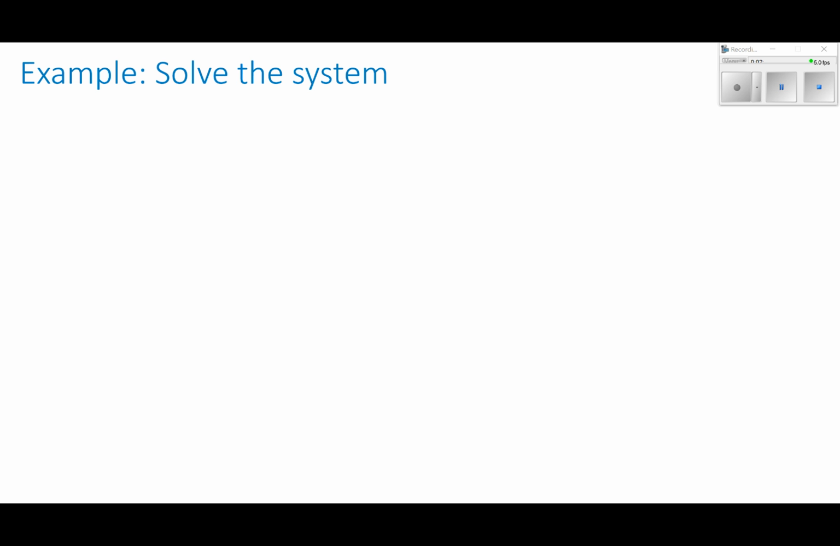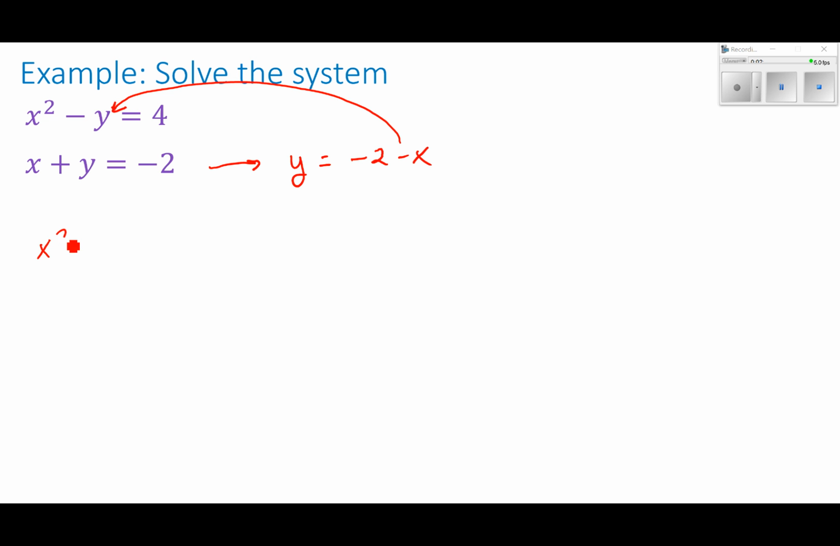So let's take a look at actually solving the system. This one that we started on the first slide: x squared minus y equals 4, x plus y equals negative 2. If I want to use substitution, let's solve this for y. So I'd have negative 2 minus x. I'm going to substitute that right in for my y. So now I have x squared minus (negative 2 minus x), be careful with your negative there, equals 4. So this is x squared plus 2 plus x equals 4.